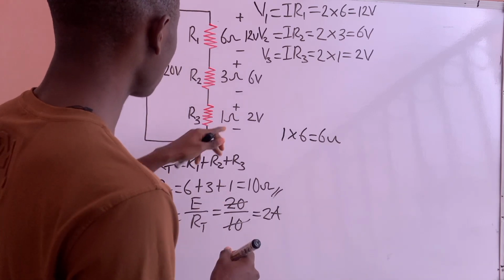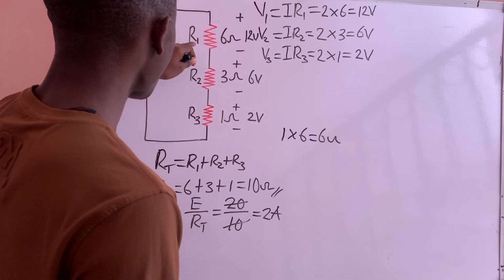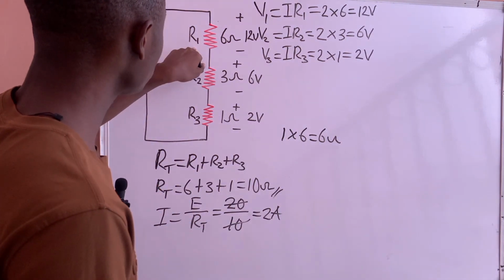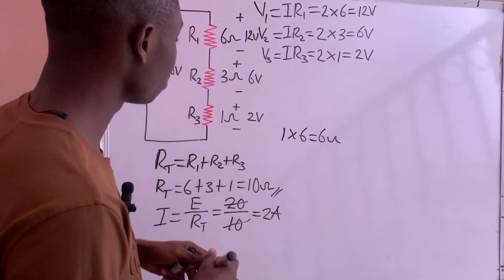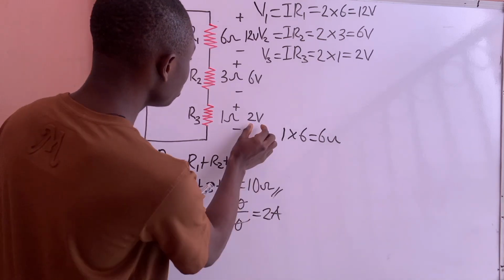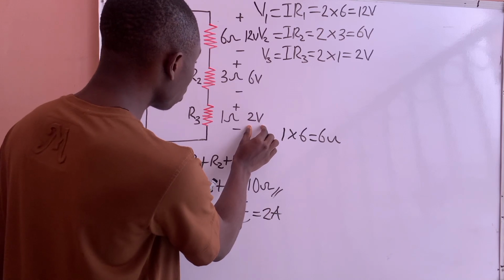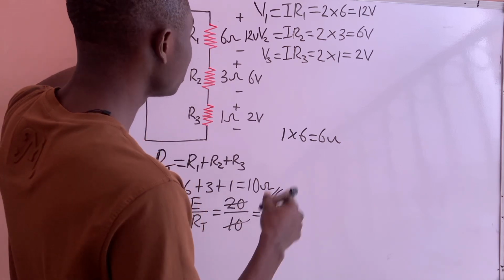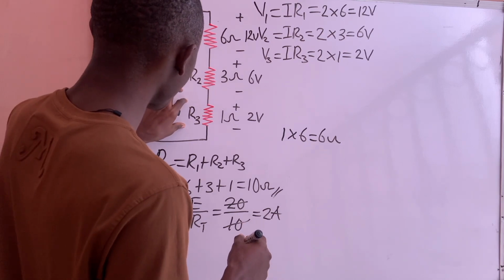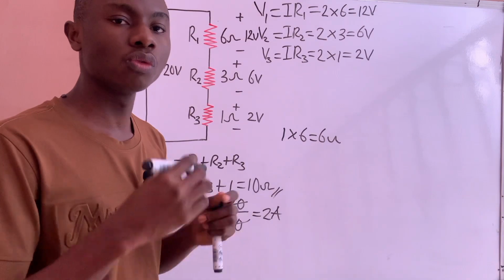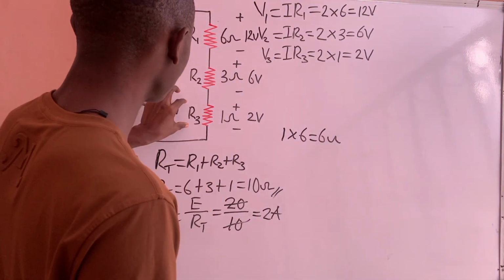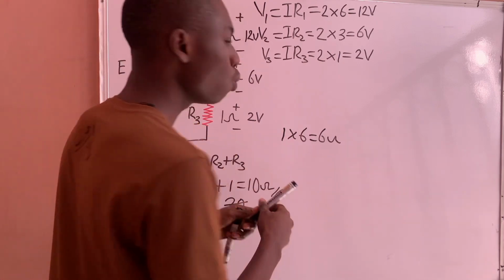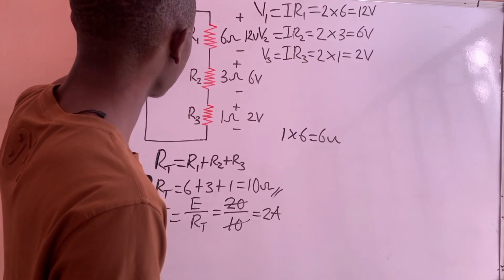Since the resistance value of resistor R1 is 6 times the resistance value of resistor R3, the voltage that will drop across resistor R1 will be 6 times the voltage level across resistor R3. Since it is 2 volts that drop across resistor R3, the voltage that will drop across resistor R1 will be 6 times that. If I multiply the voltage level of resistor R3 by 6, we will find the voltage that will drop across resistor R1.